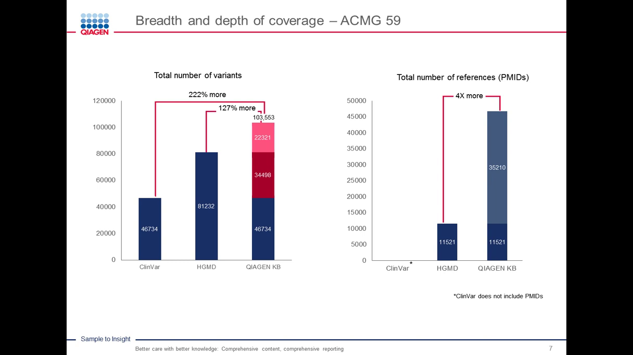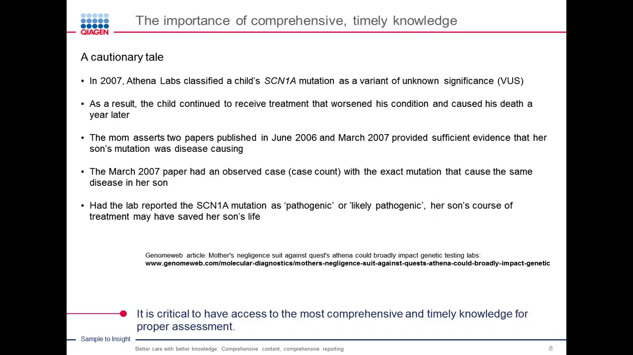When we take a look at the number of publications, ClinVar doesn't really have publication information. But even if you're just relying on ACMG, you're missing out on 4 times the amount of information, because the knowledge base really strives to be as comprehensive as possible and to try and uncover almost every publication for those particular genes that is ever published in the scientific literature. And as a result, we have many more publications for those particular genes and variants that are found in those 59 genes.